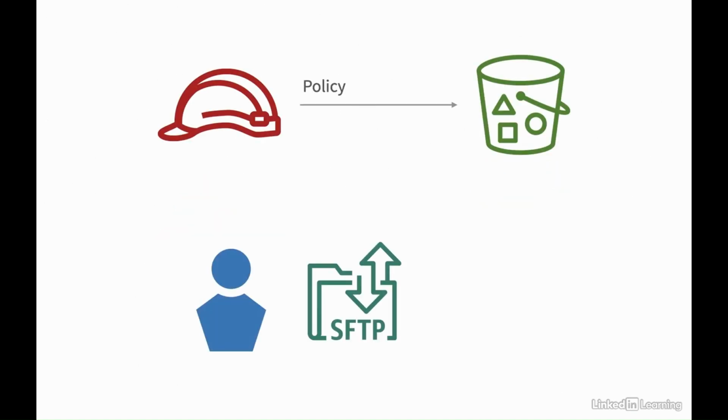We then create an SFTP endpoint and add a user to it. When we add the user, we associate the user with a bucket, a role for the bucket, and optionally, a folder path.